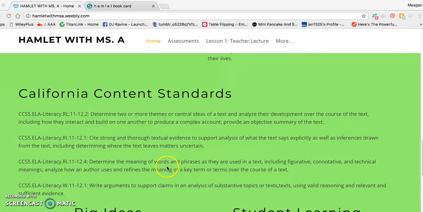Determine the meanings of words and phrases as they are used in a text, including figurative, connotative, and technical meanings. Analyze how an author uses and refines the meaning of a key term over the course of a text. Write arguments to support claims in an analysis of substantive topics or texts using valid reasoning and relevant and sufficient evidence. I'll go over why I chose these California content standards.